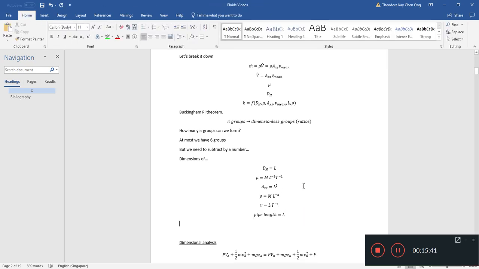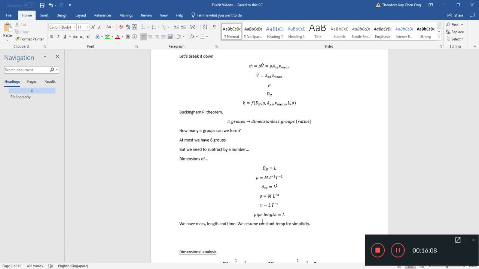So what do we have here? We have mass, we have length, and then we have time. So we have mass, length, and time. Now if we had temperature, we would include it as well, but generally we'll assume constant temperature for simplicity. You can imagine if we keep adding lots of types of quantities in, we're going to get more and more complicated situations. Basically we have things in terms of mass, length, and time.